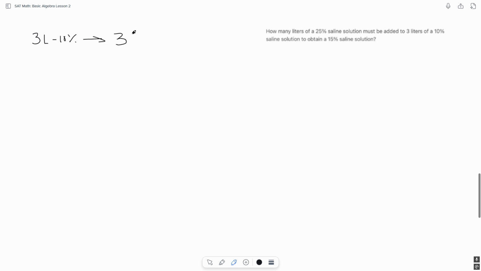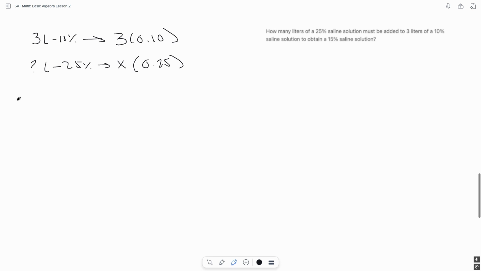So if we were to do something like this, this is how much saline would be in there, right? 10% of 3 liters. And they want to know liters of a 25% solution. So that's going to look something like this, where we don't know what it is, but it's 25%. And this is liters, right? And they want, in total, a 15% solution.